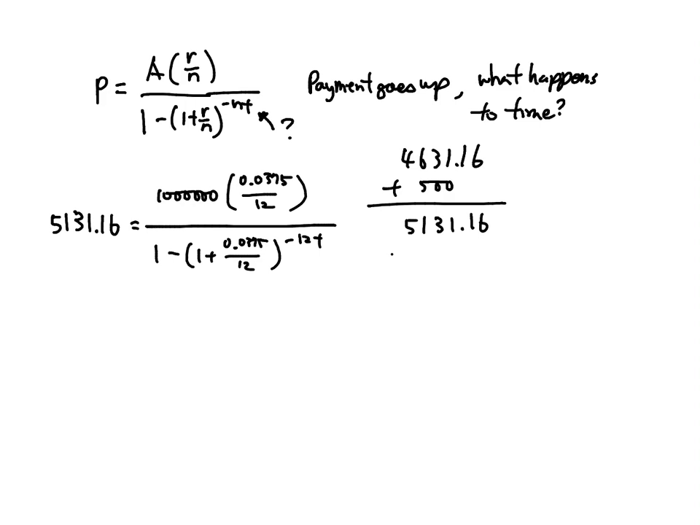Right, so this is 5131.16 equal 3125 on the top. On the bottom, we have 1 minus, now this doesn't change, 321 over 320 raised to the negative 12t. Okay, so from here we need to solve for t.